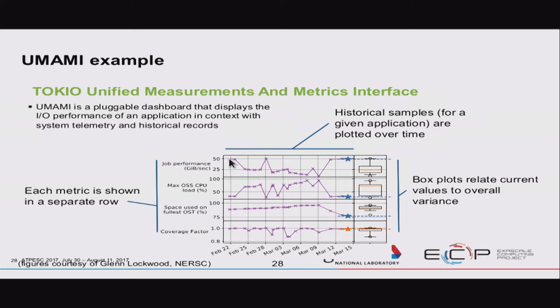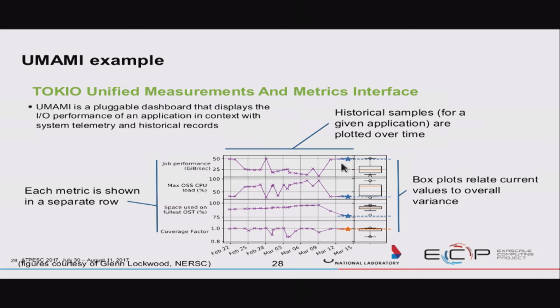In this case, we've got as high as 50 gigabytes a second, 25, sometimes down pretty close to 0. And it can create that box plot to tell you, are you in your normal range? In this case, the most recent run with the star here is much faster than usual.